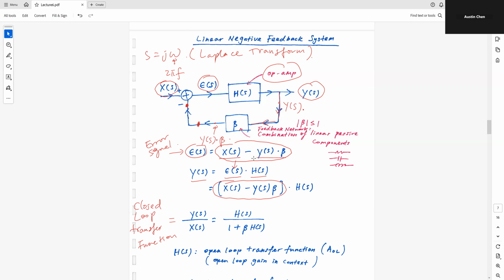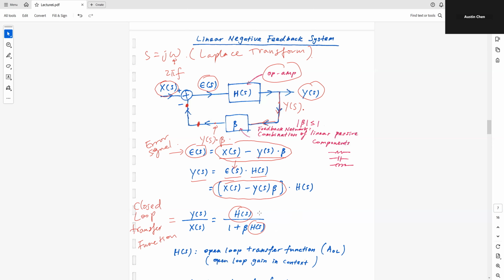And this is derived simply from this equation over here. I have y of s here, x of s here, and I can express this ratio in terms of h and beta. The outcome turns out to be a pretty compact form. This is a very classical result out of this feedback system: h of s divided by 1 plus beta times h of s. So h of s shows up again on the top and also the bottom.